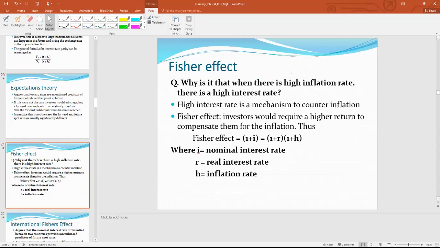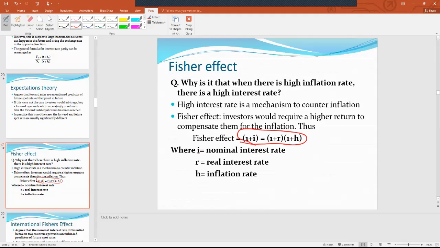The next theory is called the Fisher effect theory. If you remember when we were discussing how to appraise in the case of an inflationary environment, we did say that at the end of the day, the return the investor will be getting will have to compensate them for the extra inflation that they are being exposed to. So in case the market is experiencing high inflation, then the investor will demand high return. That's what we did with the Fisher effect, and we did this under the Fisher effect equation.